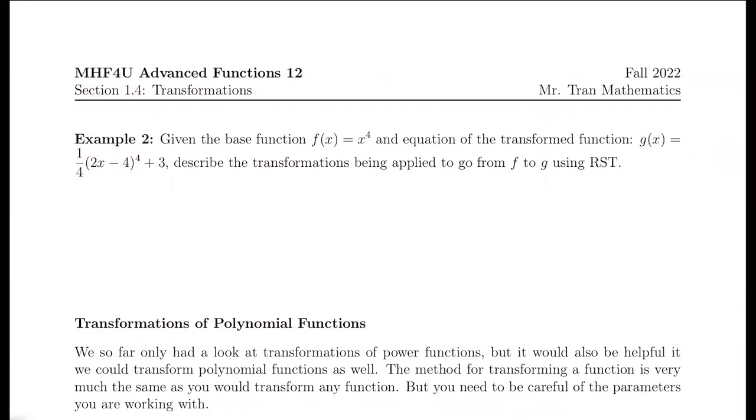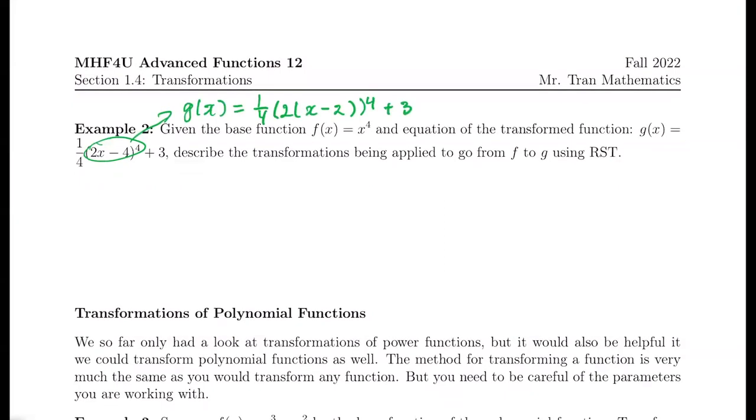So one thing to note here is that this inside part does not look exactly like what we would want. Some people would assume that you're going to go 4 units to the right, but that's not right. Because if we rewrite this, we would rewrite it like this: 2 times (x minus 2), so we're common factoring out the 2, and then plus 3.